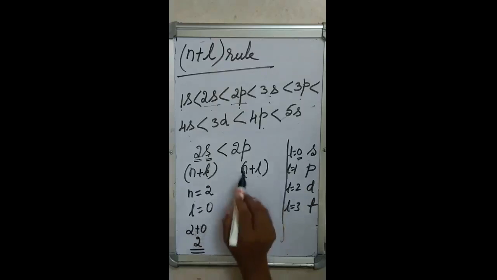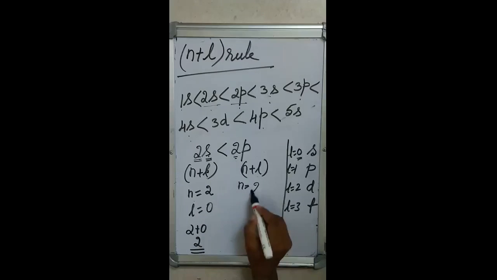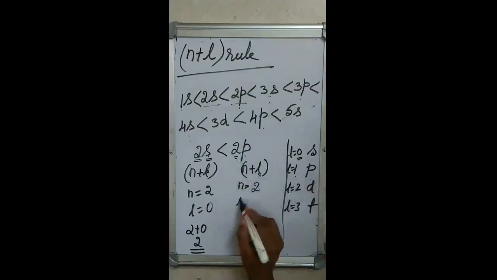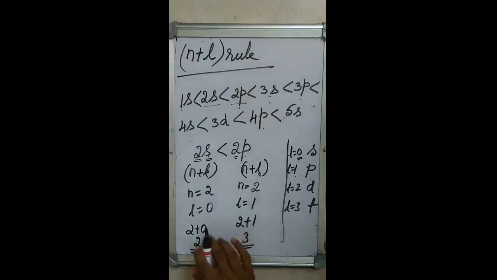The same I will apply here for 2p. What is the n value? It is 2, the principal quantum number. Since it is a p subshell, the L value is equal to 1. So 2 plus 1, the answer is 3.